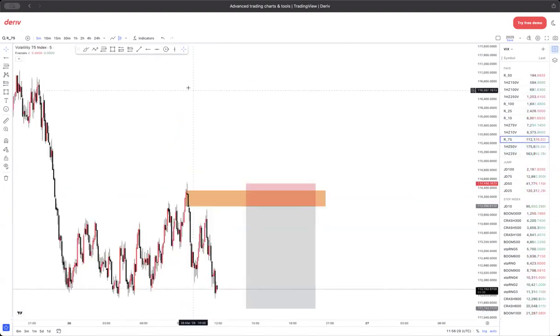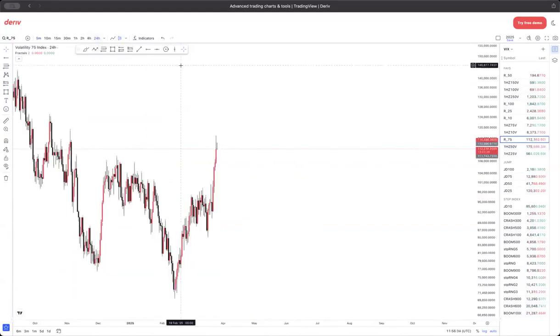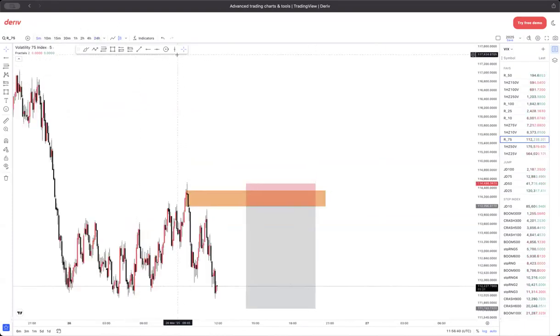Once you have your higher time frame structure, just go down to the lower time frame. Find your lower time frame structure. Wait for confirmation entry. Trade in line with your directional bias. Trade in line with the trend.